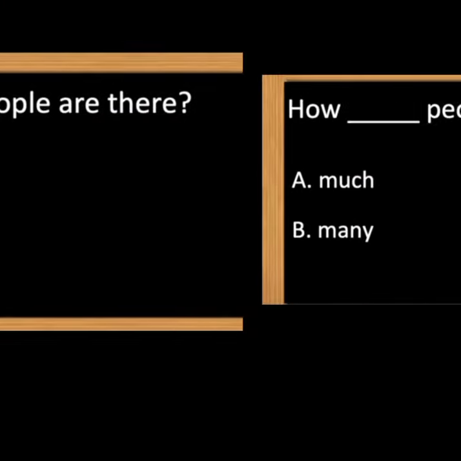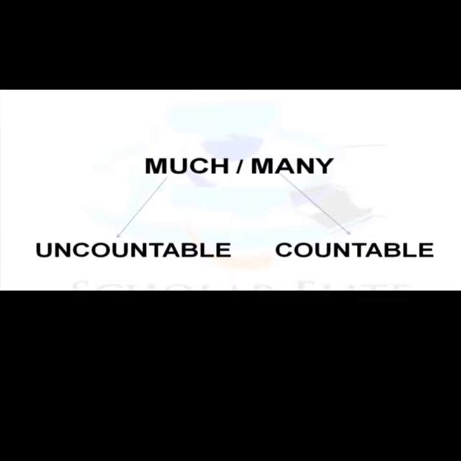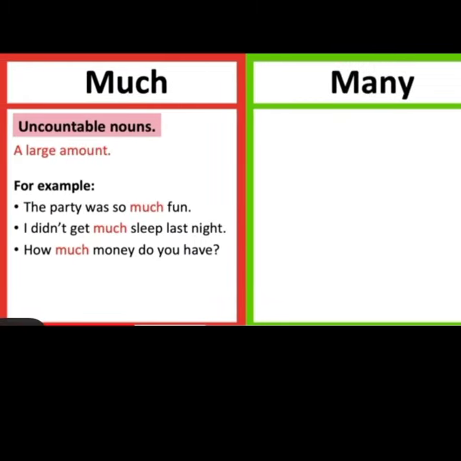Let's move further. I said much always goes with uncountable nouns. It's used with uncountable nouns, and many is always used with countable nouns. Those things which you can count. Let us take the column in here. Much is used with uncountable nouns. It denotes a large amount, a large quantity. Many also denotes large quantity.